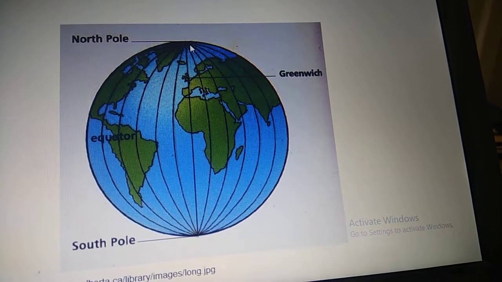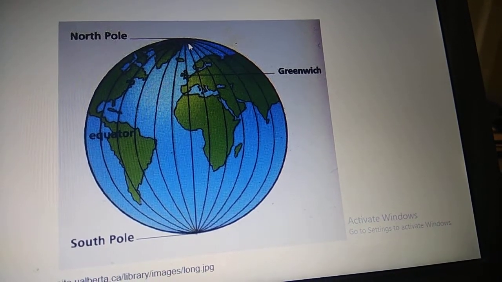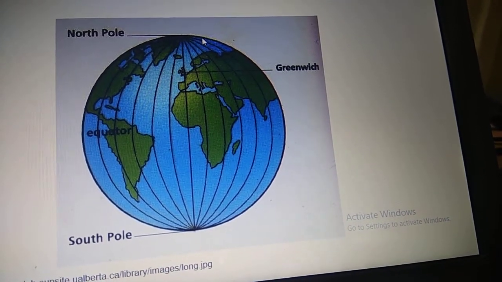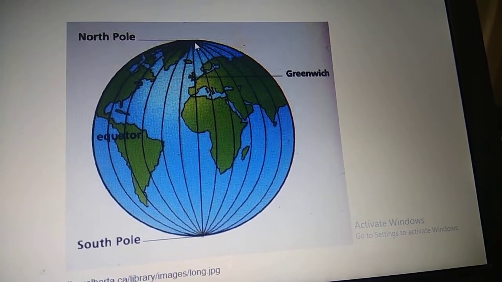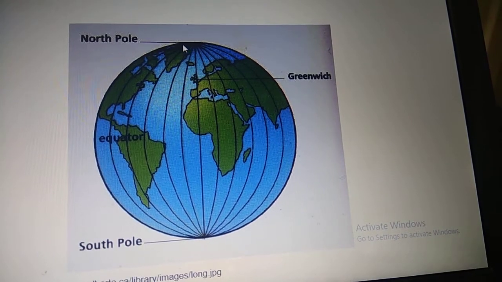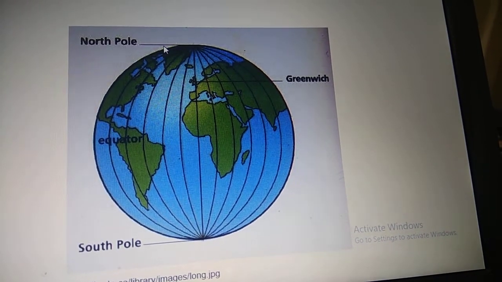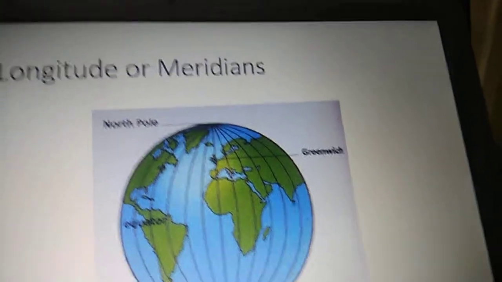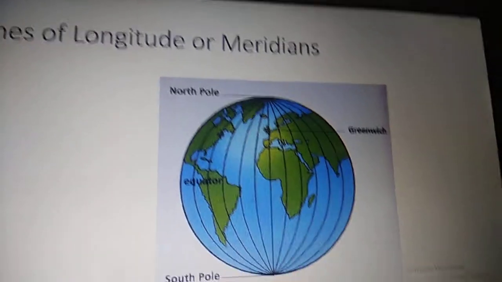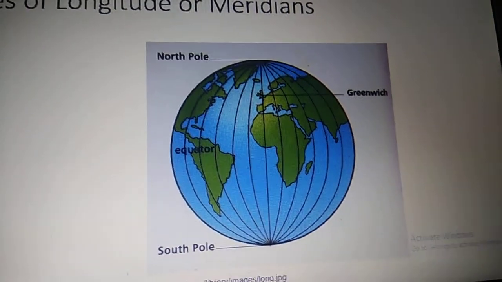So we start from here, 0, then 1 degree, 2 degrees east. We go up to 180 this side, and starting from 0 we go up 1 degree, 2 degrees till 180 in the west. So these are called longitudes or meridians. Understood?